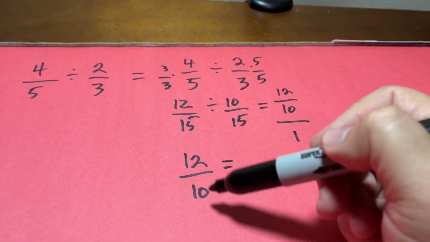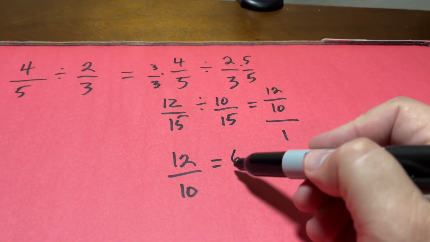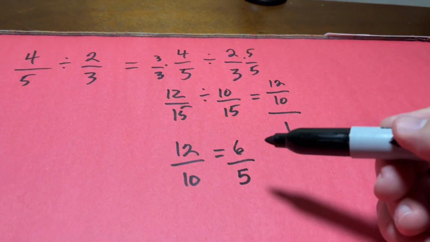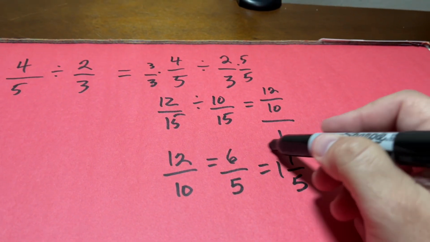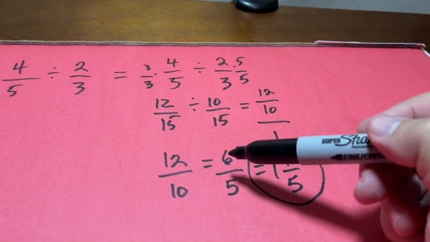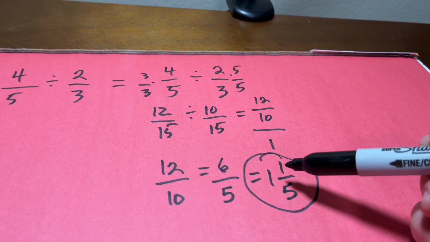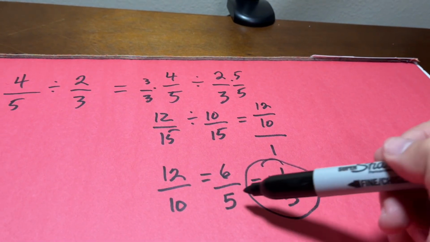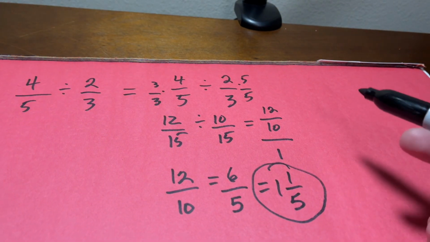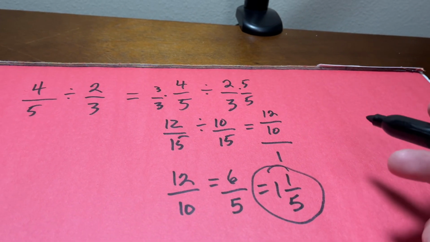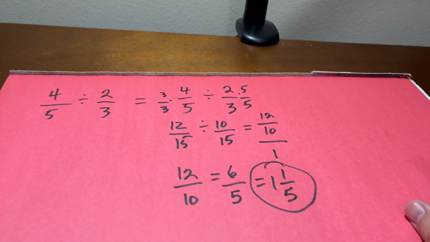I'm looking at it and seeing that they're both even. So I realize that 2 will go into 12 6 times, and 2 will go into 10 5 times. So the answer is 1 1/5, because 5 goes into 6 one time with 1 left over. 1 times 5 is 5, plus 1 more would be 6. These are equivalent, so 6/5 or 1 1/5. And that's the way we usually do that very early in our mathematical careers.